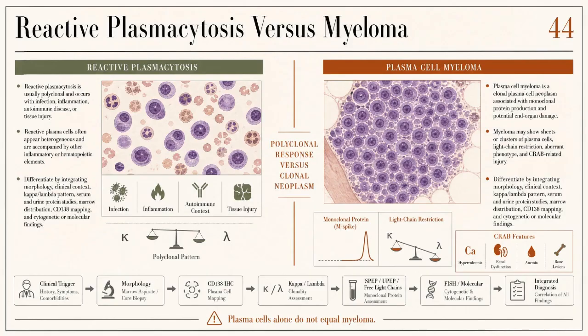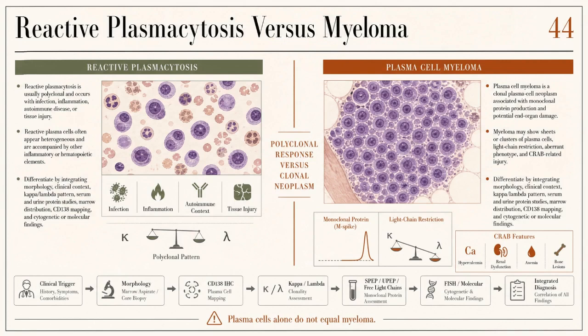Reactive plasmacytosis represents a benign, polyclonal expansion of plasma cells, typically triggered by infections, autoimmune conditions, or other inflammatory stimuli. In contrast, plasma cell myeloma is a malignant clonal proliferation of plasma cells that often leads to significant morbidity due to bone destruction, anemia, renal impairment, and immunodeficiency.